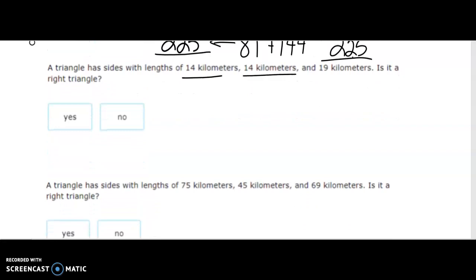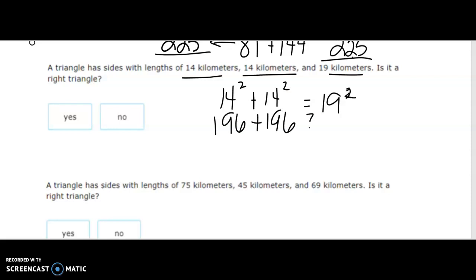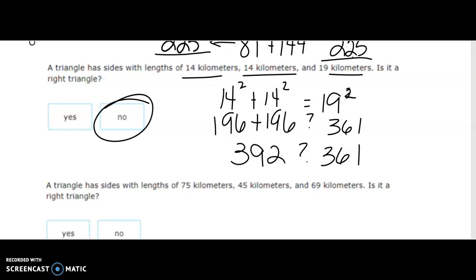So we have 14, 14, and 19. So 19 is going to be your hypotenuse if it is a right triangle. So 14 squared plus 14 squared, 196 plus 196 is what? I don't know what that is. 392. 19 squared is 361. Is 392 the same thing as 361? No, so it's not a right triangle.